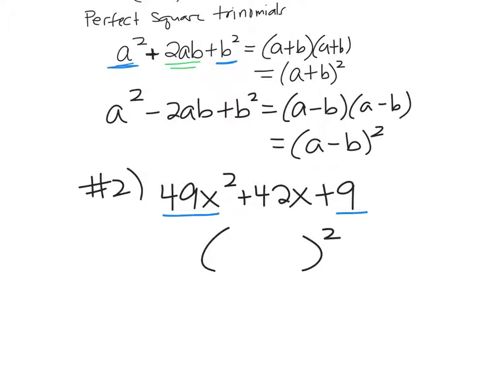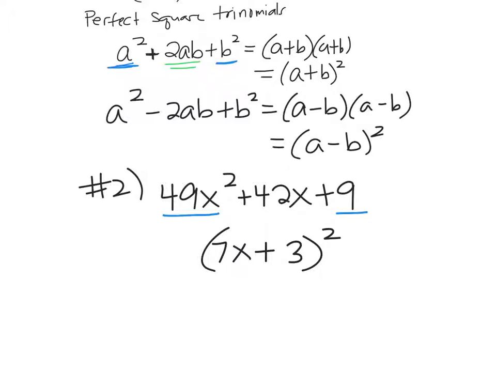Oh, 7. Yeah, 7. Okay, so the first one is 49x squared. So what's the square root of that? 7x. The last term is 9. What's the square root of that? 3. The middle term's positive, and so I'm going to get a positive. Oh, wow. I know. I just got that. Isn't that so good? And then check.